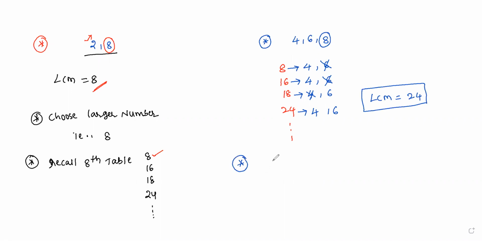Let me take another different one: 12, 18 and 16. Now in this case, observe carefully. We want to write the 18 table: 18, 36, 54, 72, 90, and 108. Sorry, it comes like that.